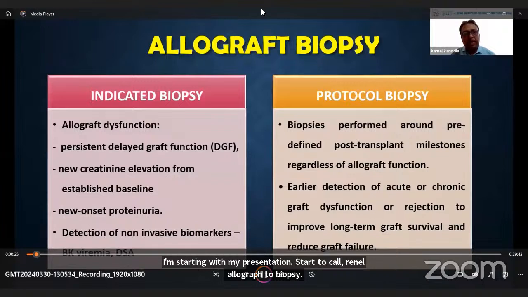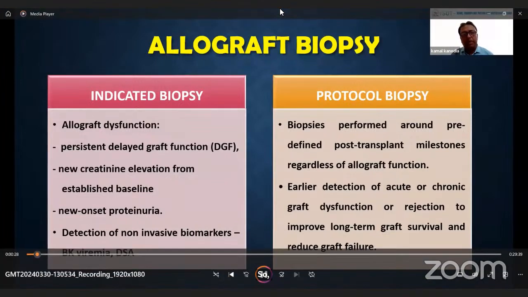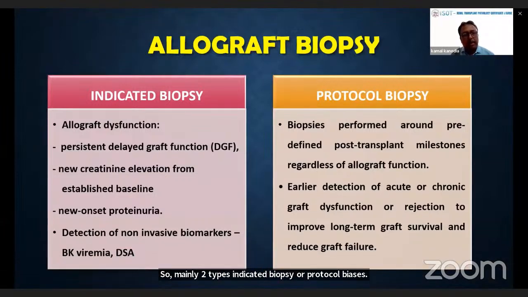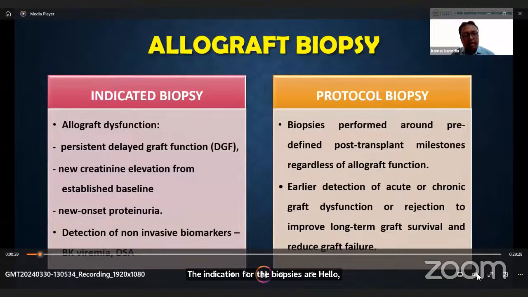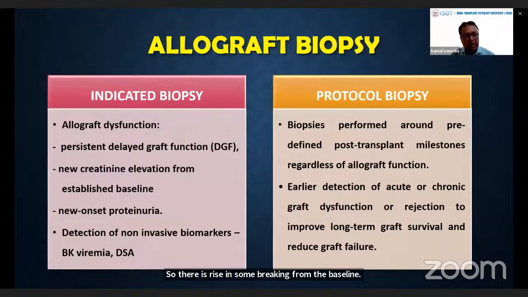Allograft biopsies are mainly of two types: indicated biopsies or protocol biopsies. The majority of the biopsies are indicated biopsies. The indications are allograft dysfunction, which could be persistent delayed graft function, or a new creatinine elevation from the established baseline. So there is a rise in serum creatinine from the baseline.